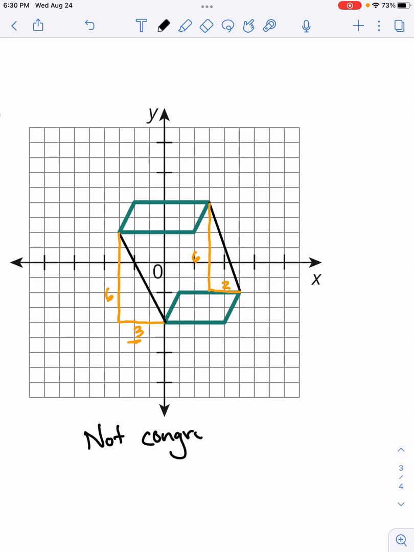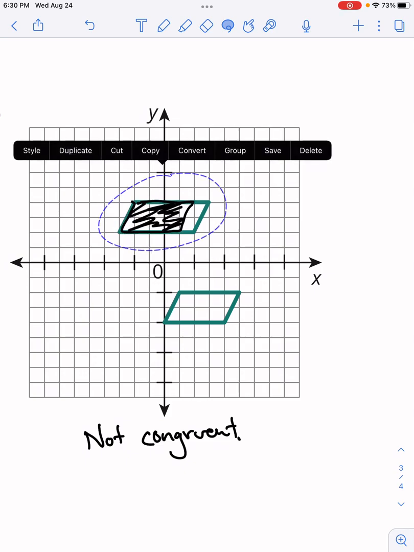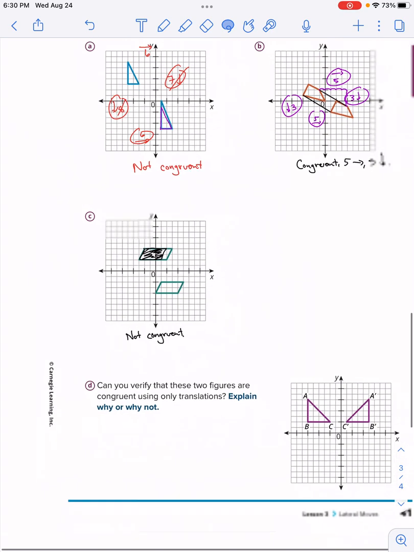They might look like it, and it might be kind of an optical illusion for some students, right? These might look like the same thing, but they are not. So if I trace this, we'll see. Yeah, no, not the same thing. Okay, and now moving on to our last one here.